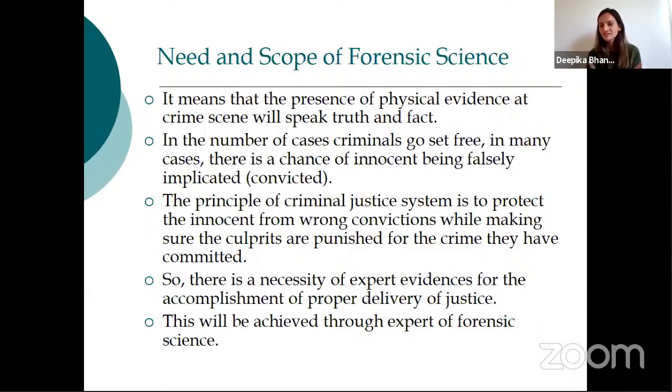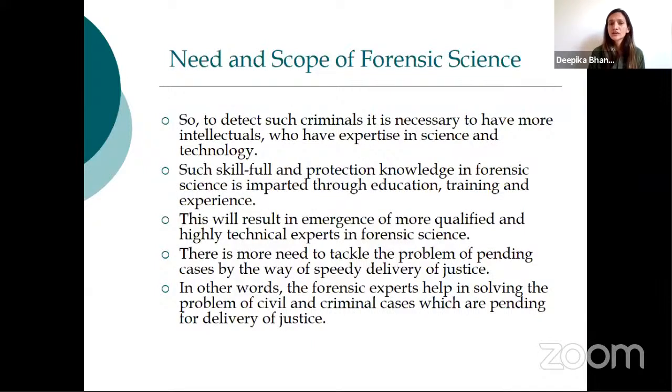The principle of the criminal justice system itself is to protect the innocent from wrong convictions while making sure the culprits are punished for the crime they have committed. So there is a necessity of expert evidence for the proper delivery of justice. This will be achieved through experts of forensic science. To detect such criminals, it is necessary to have more intellectuals who have expertise in science and technology.